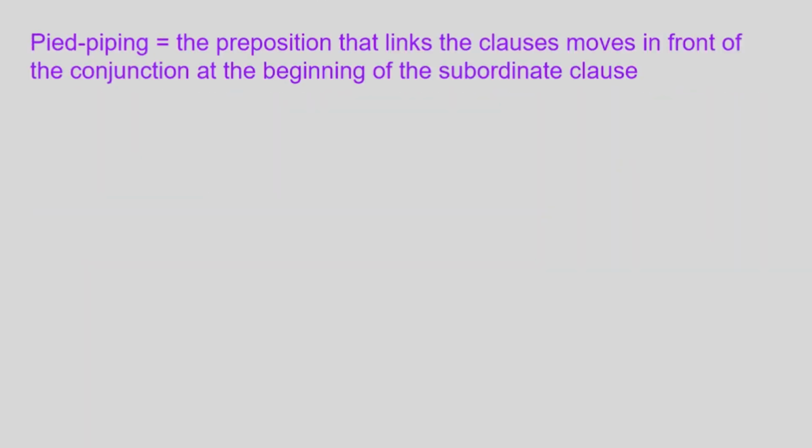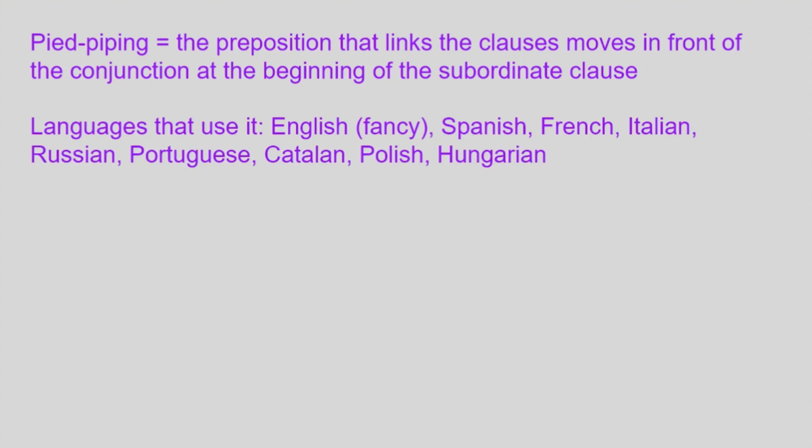Linguistically though, pied piping is the strategy in which the linking preposition goes before the entire subordinate clause and the linking conjunction, in English "which," goes after it. This is what's used in English in more formal settings or if you're posh. I've complained about this before. It's also the strategy used in most European languages, namely the Romance languages, the Slavic languages, and Hungarian as far as I'm aware. I'll use one example sentence, this one being informal English.